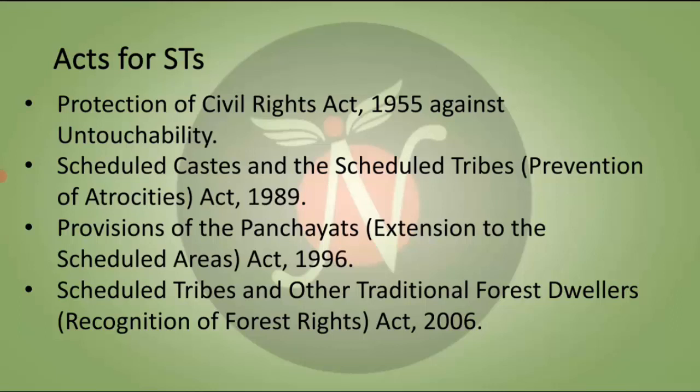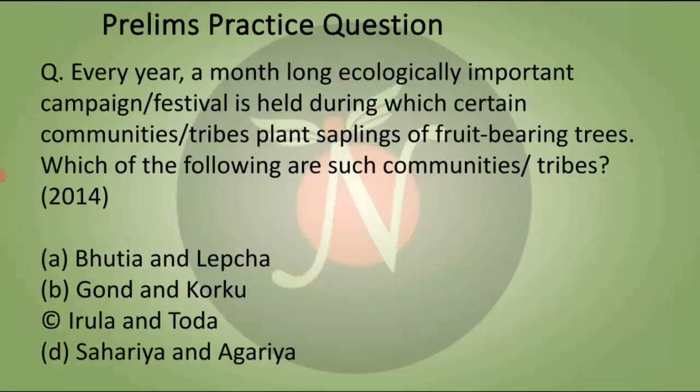Now, what are the acts and empowerment for the STs? First of all, there is the Protection of Civil Rights Act of 1955 against untouchability. Moreover, Article 17 of the Indian Constitution also speaks about the abolition of untouchability. Then the Scheduled Caste and Scheduled Tribes Act of 1989. Then the Provisions of Panchayats Act of 1996. Then the Scheduled Tribes and Other Traditional Forest Dwellers Act of 2006. So these are some of the acts to protect the STs.